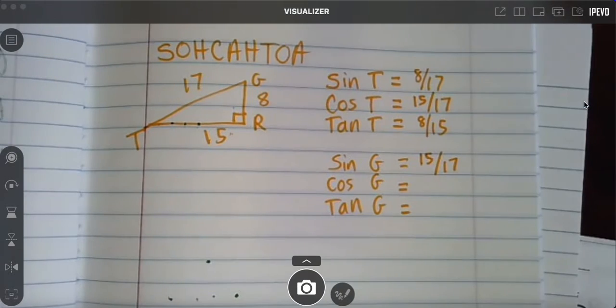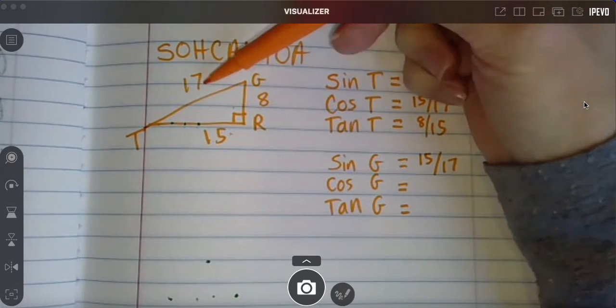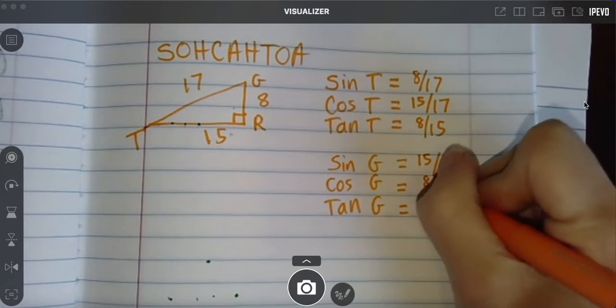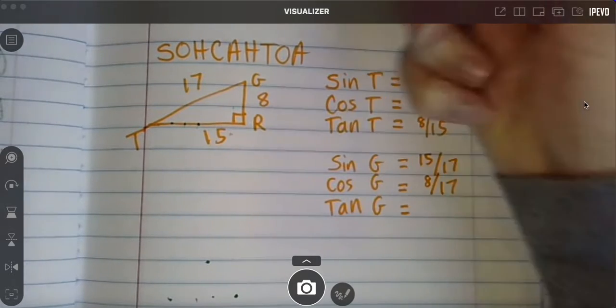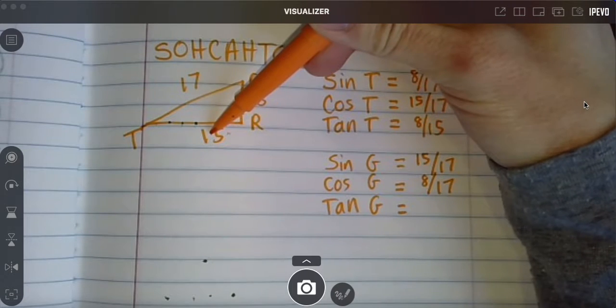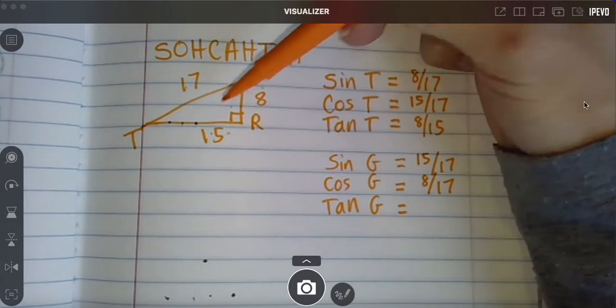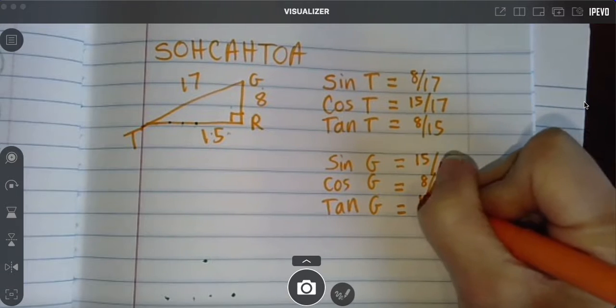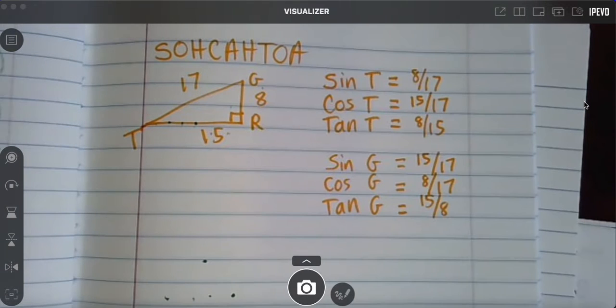And sometimes you can reduce, like if it was 4 over 8, what would that be? 1/2. So you can reduce fractions. On this problem, you can't. All right, what's the cosine of G? 8 over 17, adjacent over the hypotenuse. And finally, the tangent of angle G is opposite over adjacent. That's 15 over 8.